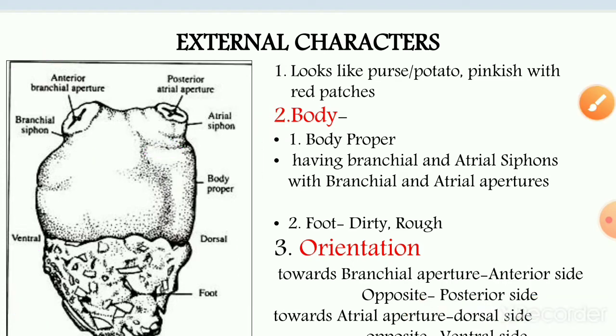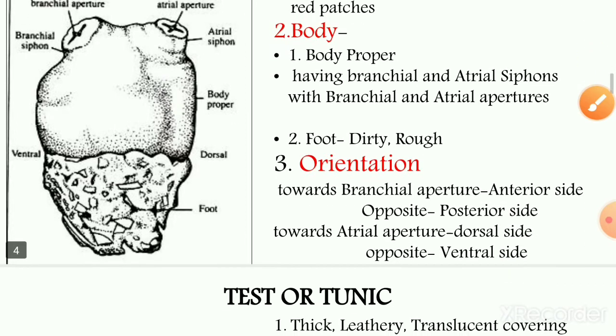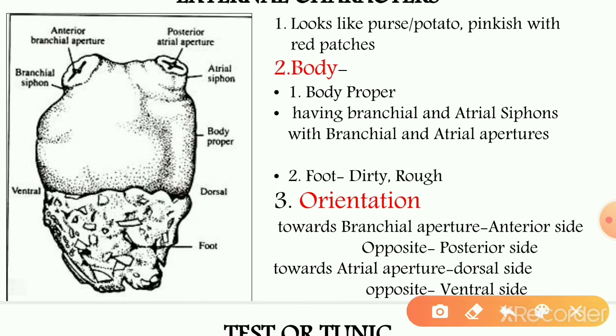Next is orientation. The side towards the branchial aperture is called its anterior side and the side opposite to it is the posterior side. The side towards the atrial aperture is its dorsal side, and the opposite to this is its ventral side.